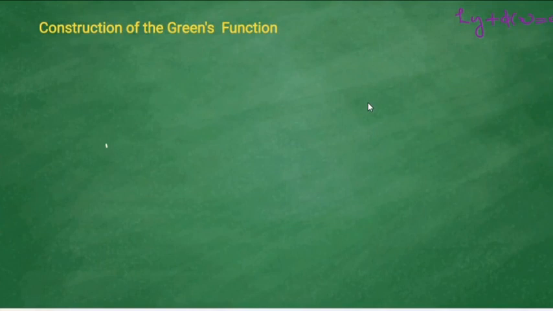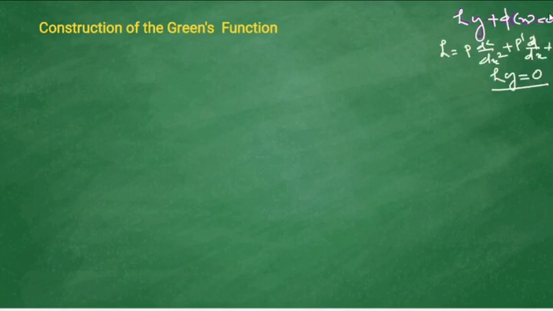Here L is the differential operator, which is given by p into d square by dx square plus p dash d by dx plus q. Now the corresponding homogeneous differential equation is of the form Ly equal to 0, which is a linear second order homogeneous differential equation. Therefore, here we will discuss the construction of Green's function.